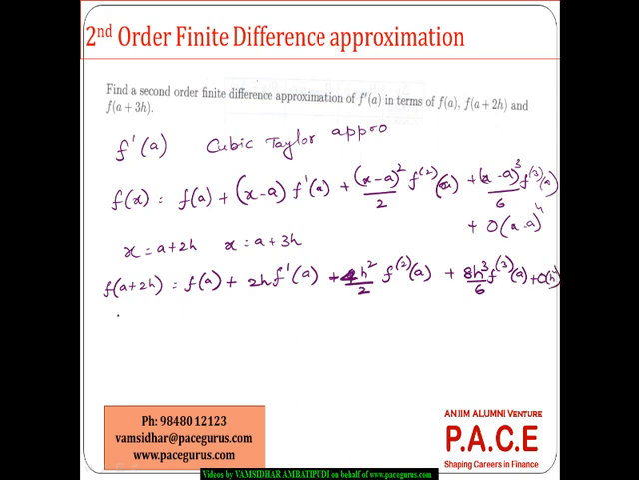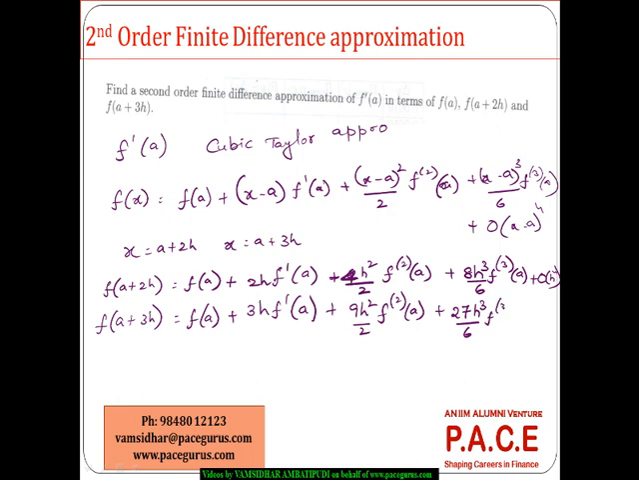to the power 4. Similarly, the same logic I apply for f of A plus 3h. It becomes f of A plus 3h times f dash of A, plus 9h squared by 2 times the second derivative of A, plus 27h cubed by 6 times the third derivative of A, plus a big O notation of h to the power 4, as h is tending to 0.